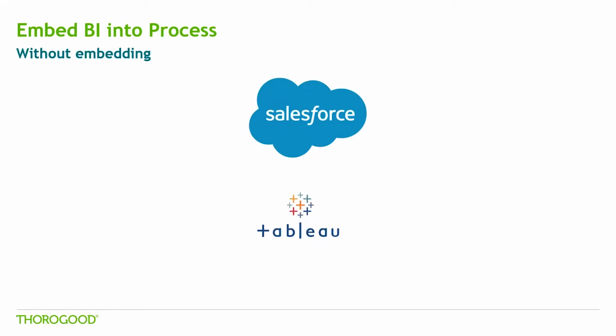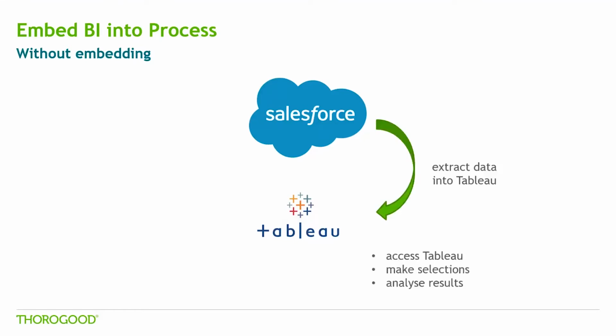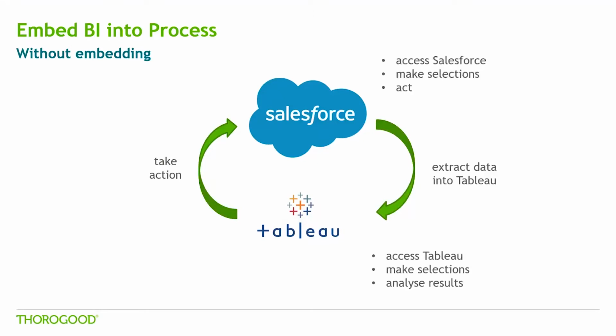So before we embed our BI into Salesforce, the situation looks like the example I had earlier. So we're going to start by extracting some data into Tableau. That might be done by IT or it might be done by the business. And then I'll log into Tableau, I'll make any selections and I'll start using those insights that have been set up for me to try and find out more about my situation. Then if I find an insight and I want to take action, I then need to go back into Salesforce, make those selections again and take the action. So there's an awful lot of duplication there.